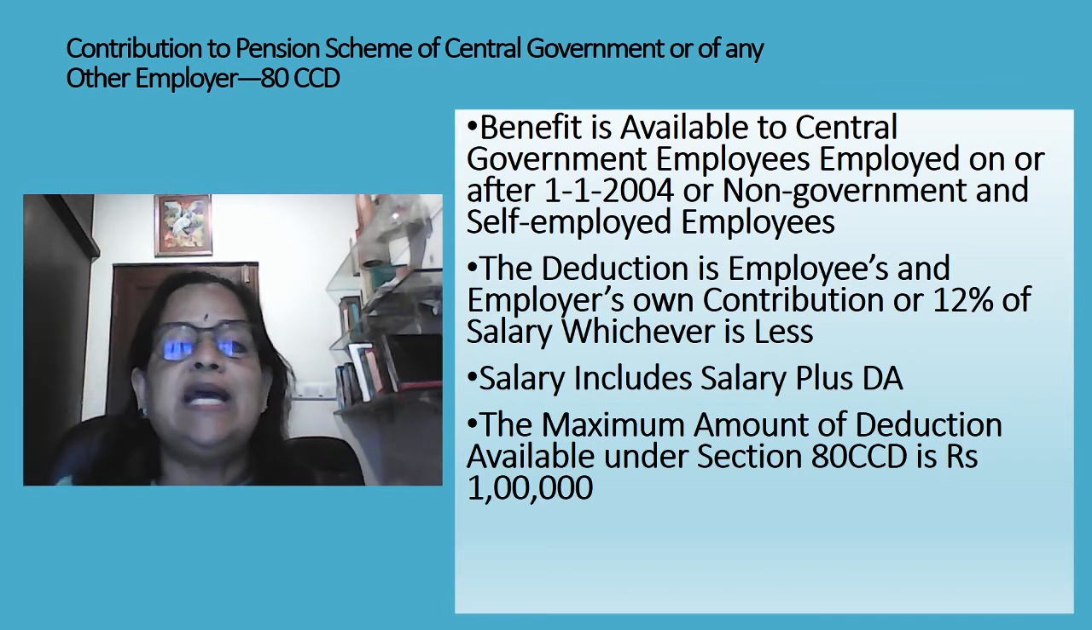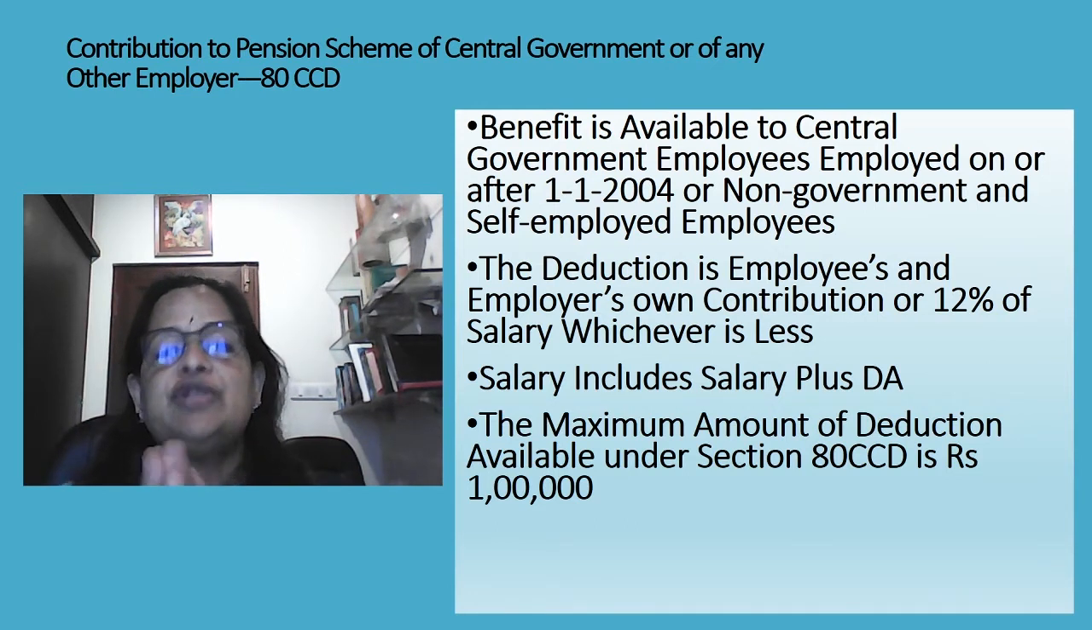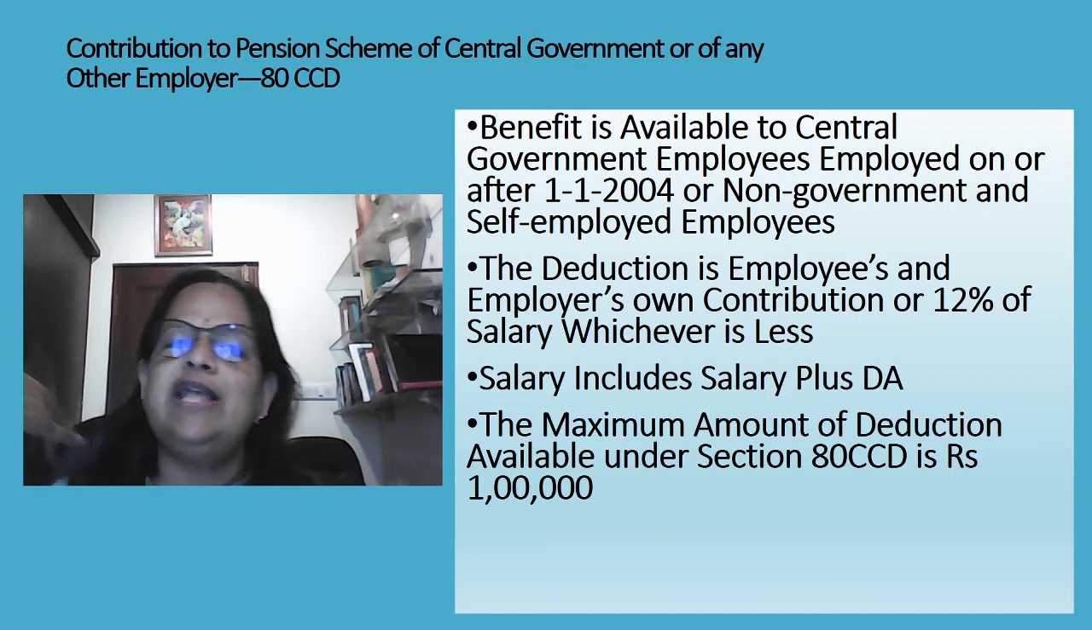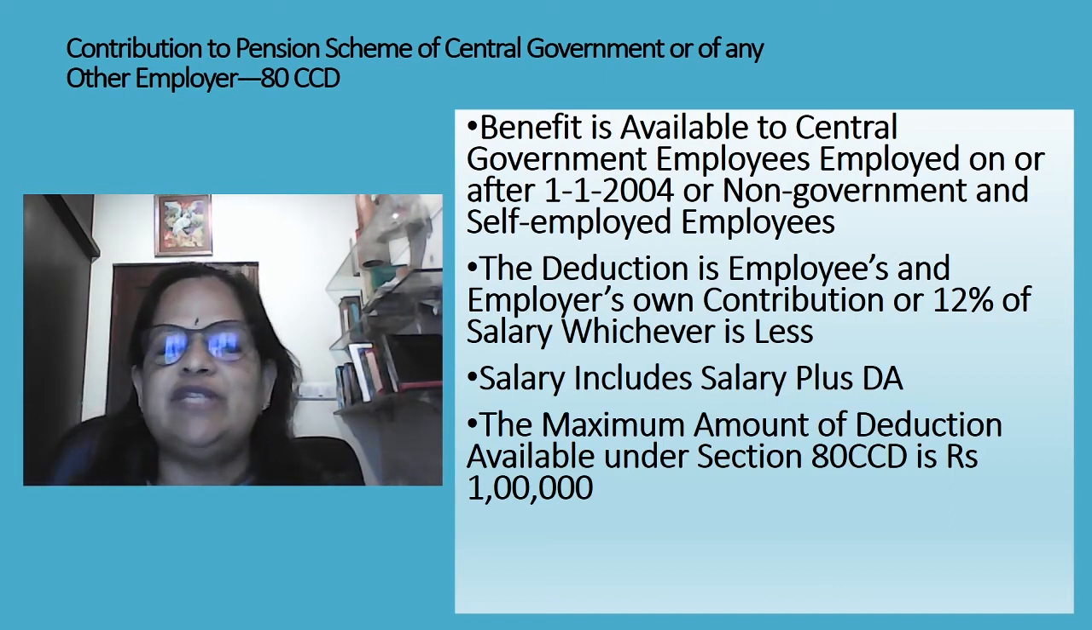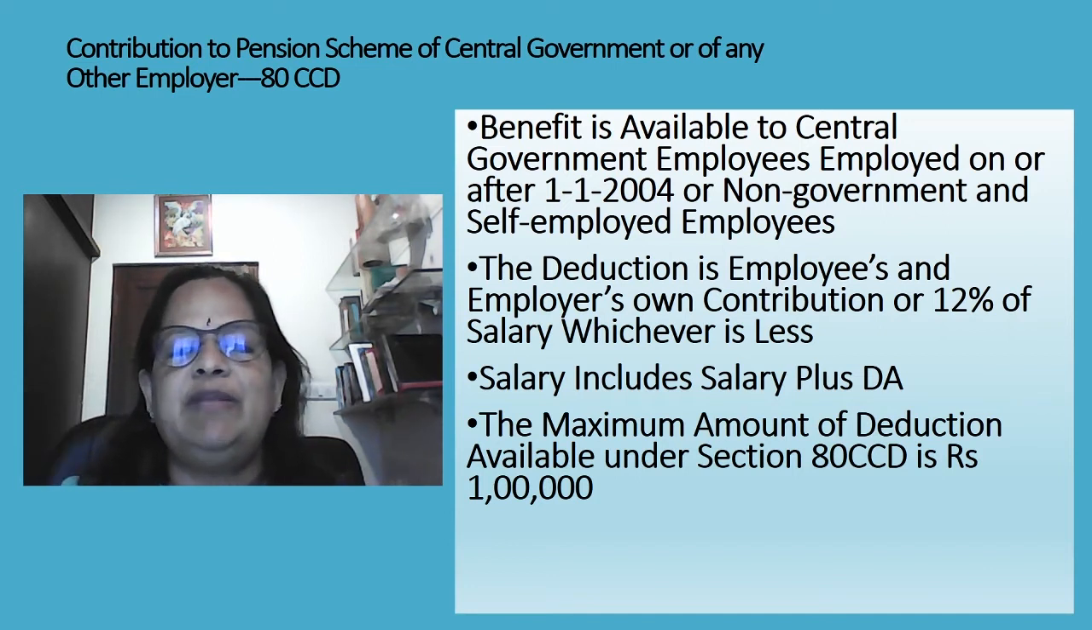So what is salary for computation of this section? Salary includes DA, that is salary plus DA. That is the salary for computation of this scheme deduction. Now, the maximum amount of deduction available under section 80CCC is rupees 1 lakh. In the earlier section we have seen that it is the amount contributed or 1,50,000, whichever is less. But here it is 1 lakh only that is the deduction available.